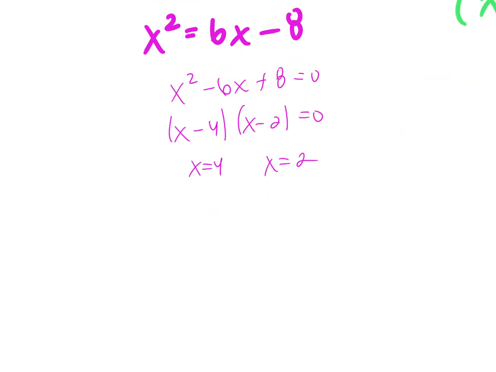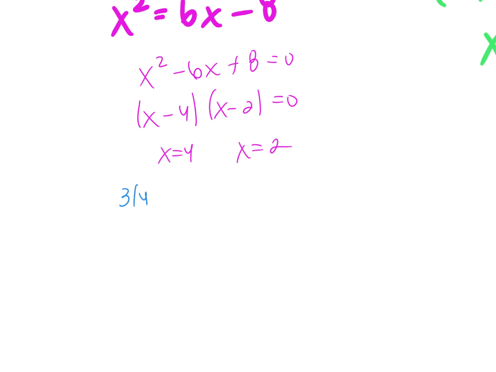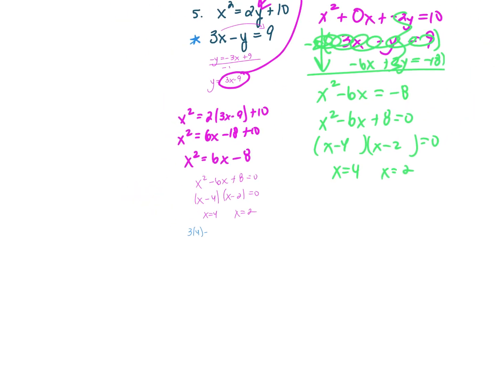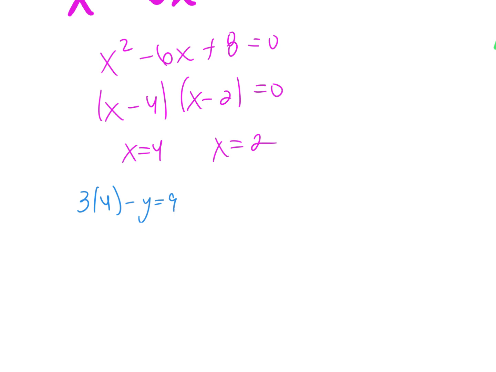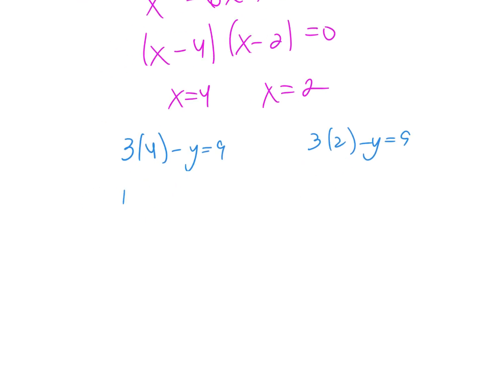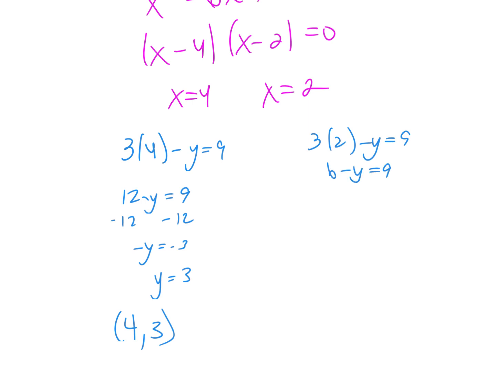3x minus y equals 9, right? So 3 times 4 minus y equals 9, and 3 times 2 minus y equals 9. 12 minus y equals 9. Minus 12 minus 12. Negative y equals -3. Y equals what? 3. So this ordered pair is (4, 3). Over here I have 6 minus y equals 9. Minus 6 minus 6. Negative y equals 3. So y equals -3. So here I have (2, -3).